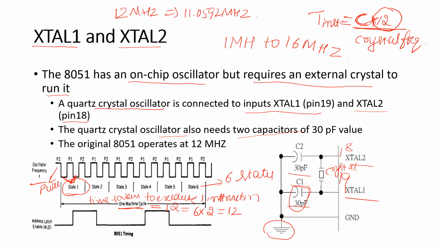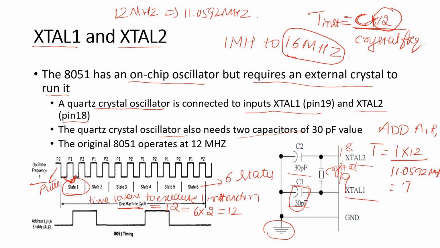Say for example, if I have a crystal frequency of 16 megahertz, then the time taken to execute an instruction, consider an instruction which is ADD A, R1. If this is a one cycle instruction, then the time taken to execute it would be 1 into 12 divided by 11.0592 megahertz. If you calculate it, it would be approximately 0.75 microseconds.